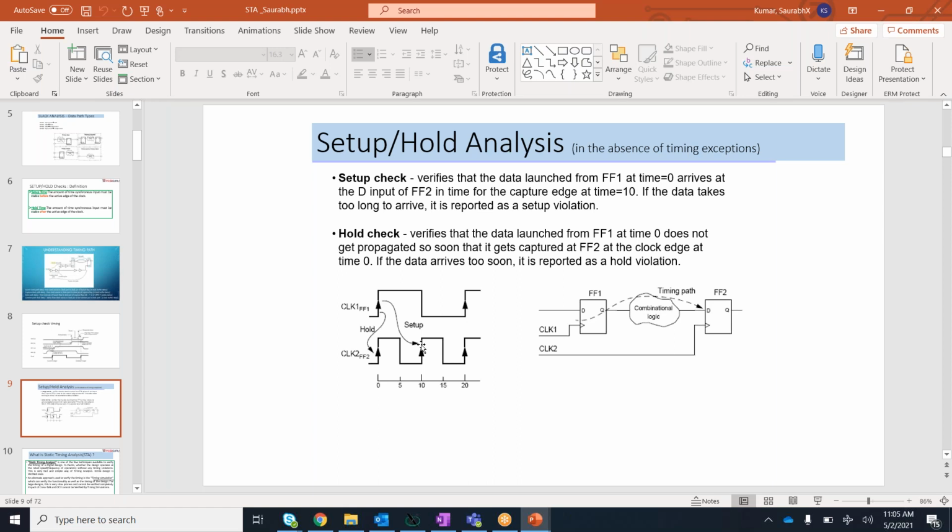This is called timing check. In timing check, what are we assuring? We are assuring that my data should not get captured at the same edge, but should get captured at the next edge. This is called timing check.